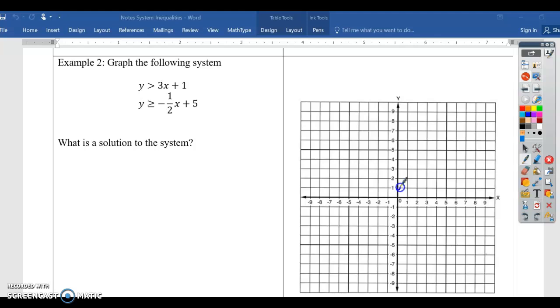Sorry, I don't know why my pen's not working anymore. I'll just use my finger. Okay, so this is my y-intercept. Then I gotta find my slope.